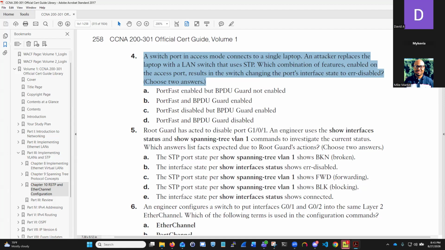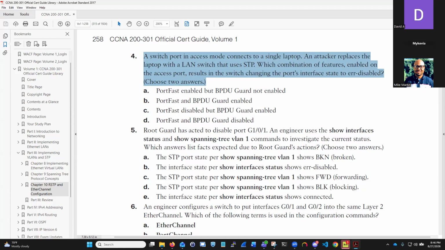That means the condition was met, right? Based on the question, an attacker replaces a laptop with a LAN switch. That switch is sending BPDUs since STP is enabled on that LAN switch, it needs to go ahead and send BPDUs. If we're connecting to that port and BPDU guard is enabled, that switch is going to say you are not able to send me BPDUs. It's going to shut that port off. So that's B, one of the answers is B.